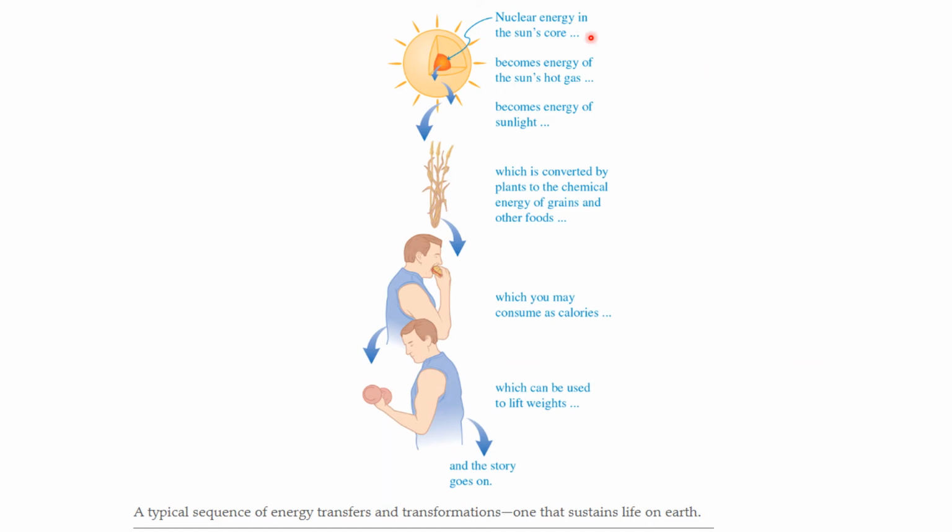For example, nuclear energy is at the sun's core, but this becomes energy of the sun's hot gases, which becomes energy of the sunlight, which is converted by plants into chemical energy of grains and other foods. And when somebody makes that into a sandwich and eats the sandwich, you consume it as calories, and calories give you the energy, which can be used to lift weights, and the story goes on and on. The point is that this is a sequence of energy transformations, and this happens over and over again in science.